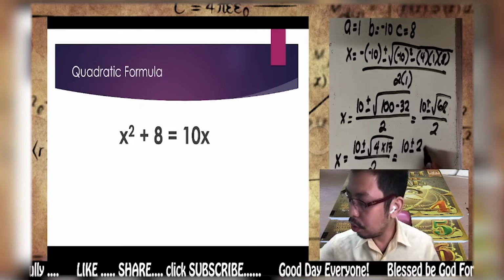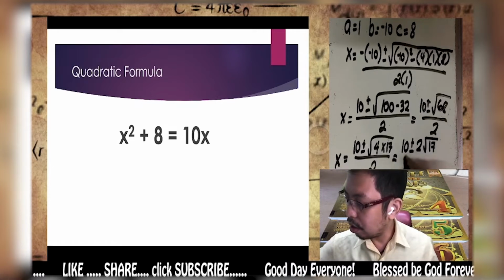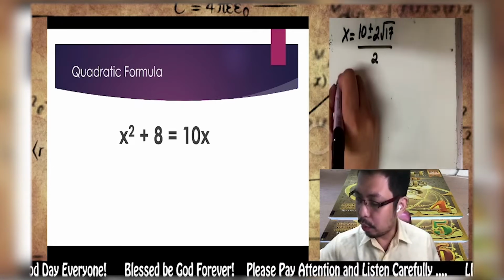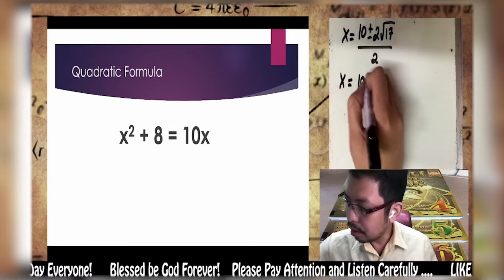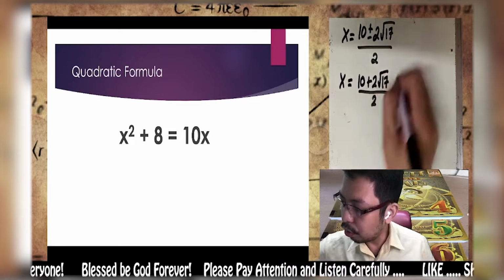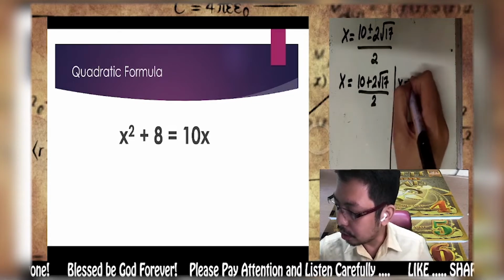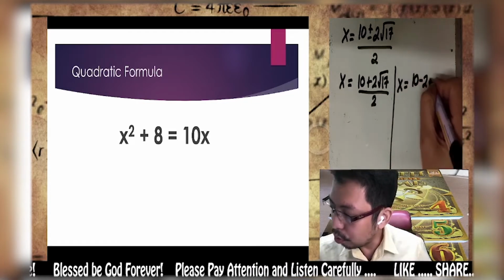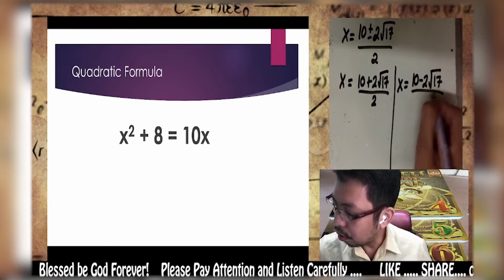So 2 square root of 17 all over 2. So we have two equations. One is x equals 10 plus 2 square root of 17 all over 2. And the other one is x is equal to 10 minus 2 square root of 17 all over 2.